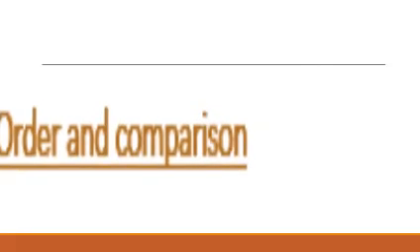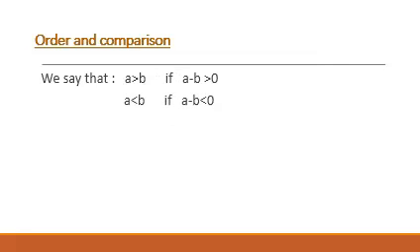Let us start first by ordering and comparing. You have to know that if I say that A is greater than B, then their subtraction is positive. And if I say that A is less than B, then their subtraction is definitely negative. But if they are equal, then their subtraction is going to be 0. But if they are not equal, then their subtraction is not 0.